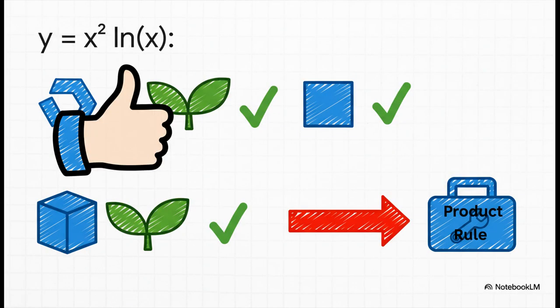Okay, one more, just to really lock it in. y equals x squared times the natural log of x. You cover up ln of x, you're left with x squared. You cover up x squared, you're left with ln of x. Both are perfectly fine standalone functions. It's a product. This simple test just reveals the underlying structure of the problem every time.